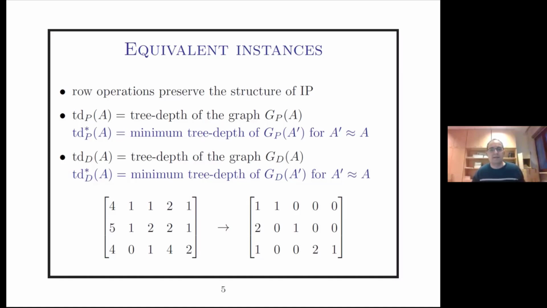So this is the question which Martin approached me with, and he asked me if I maybe know something that could characterize when a given matrix is equivalent to a matrix with a small primal or a small dual tree depth. And these are the results that I wish to talk about in the next 15 minutes.